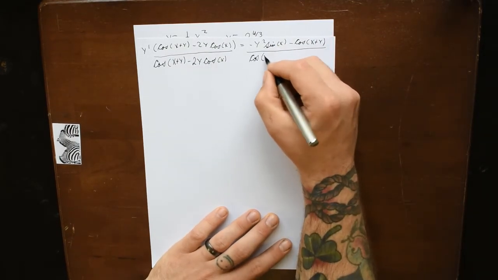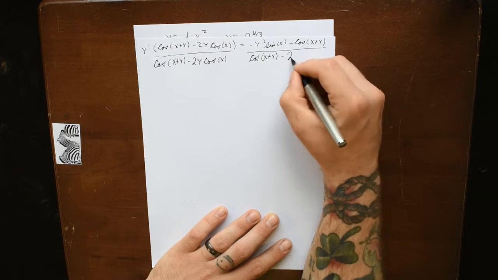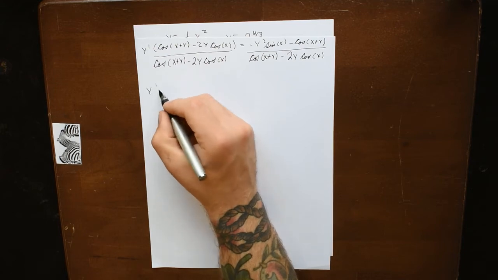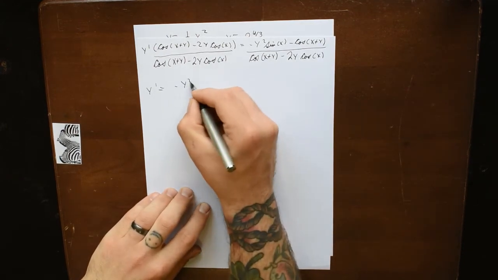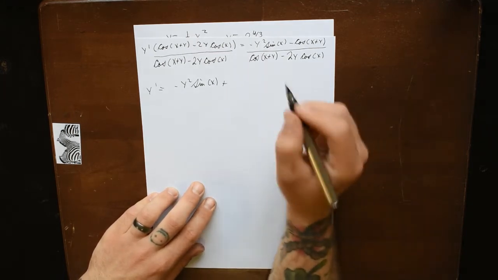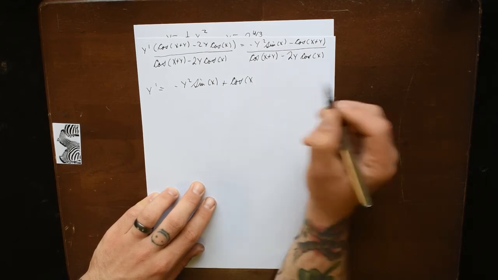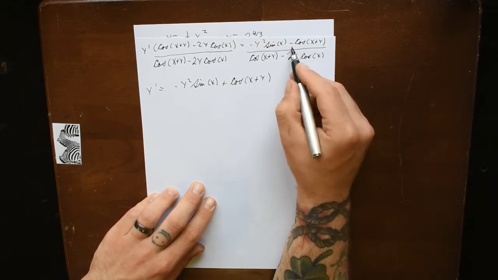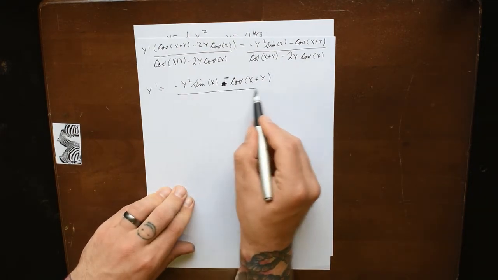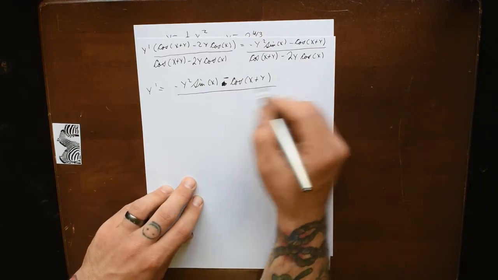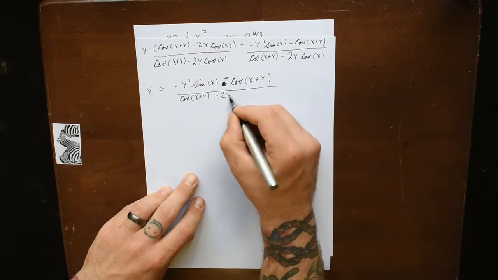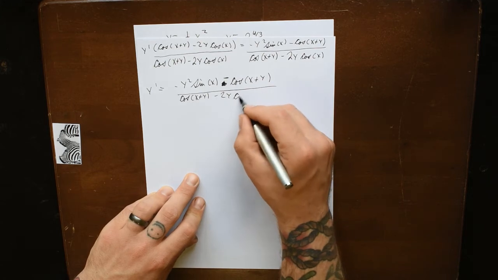Cosine of x plus y minus 2y cosine of x, y prime is equal to that thing. Negative y squared sine of x plus a cosine of x plus y. I said plus, it should have been a minus. All divided by a cosine of x plus y minus a 2y cosine of x.